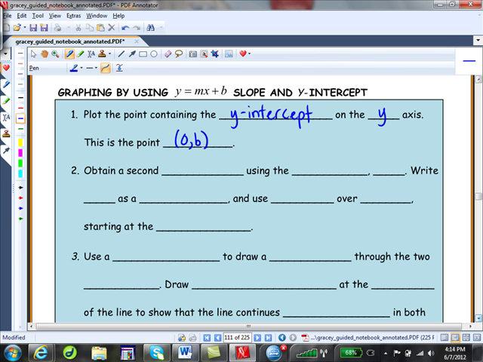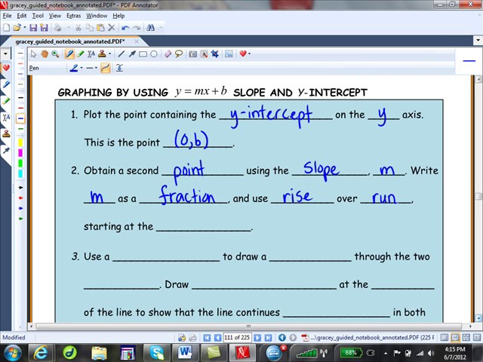Number 2 is where people get a little tricked. You obtain a second point using the slope m, right? Write m as a fraction and use rise over run. So if your slope was -3, like the one in the last problem, you would go 3 down from your intercept and 1 to the right. And you'd have another ordered pair. 2 ordered pairs make a line and you're done.